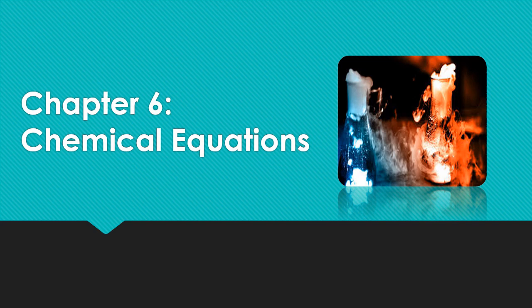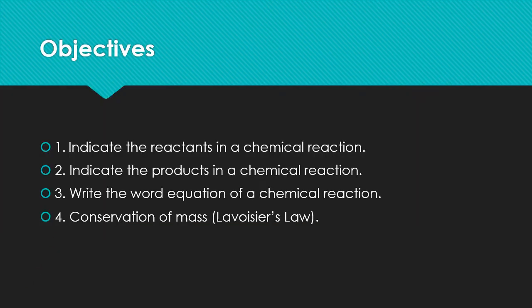Good morning, everybody. Today we have to continue the explanation of chapter 6 about chemical equations. The objectives that we are going to explain today are about reactants and products of a chemical reaction, how to write a word equation of a chemical reaction, and finally to verify Lavoisier's law.